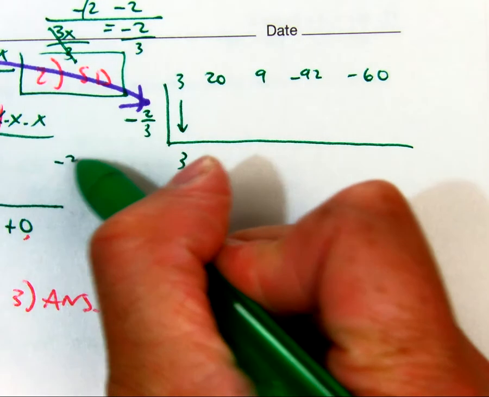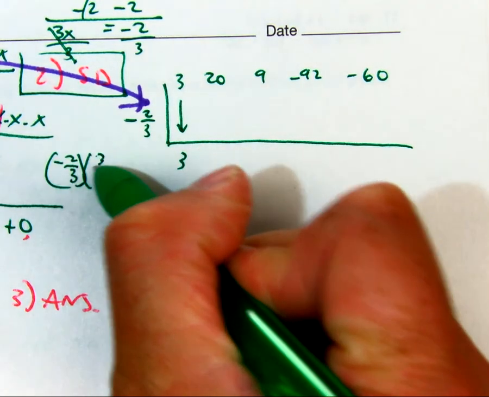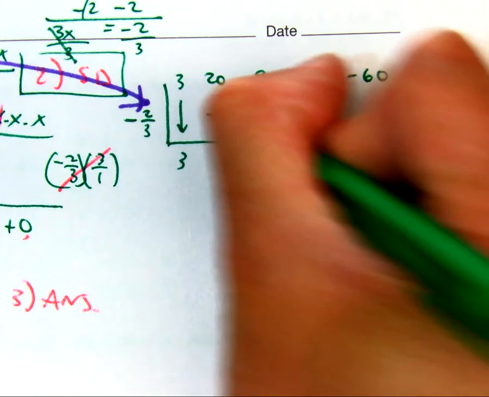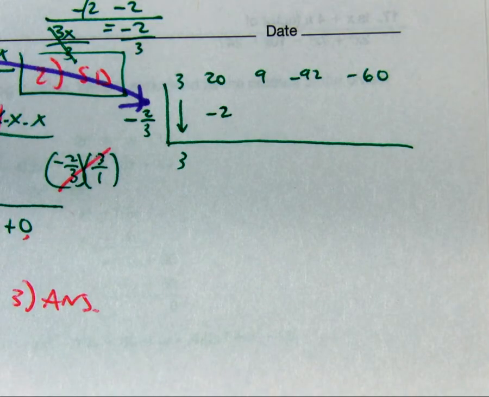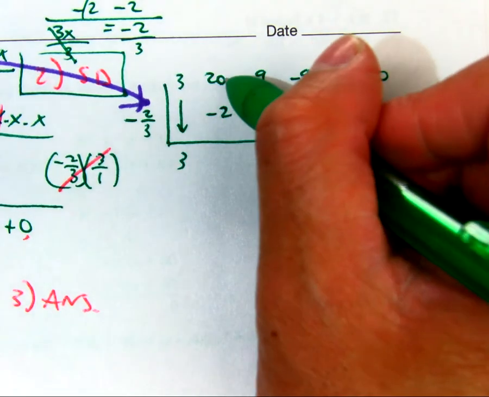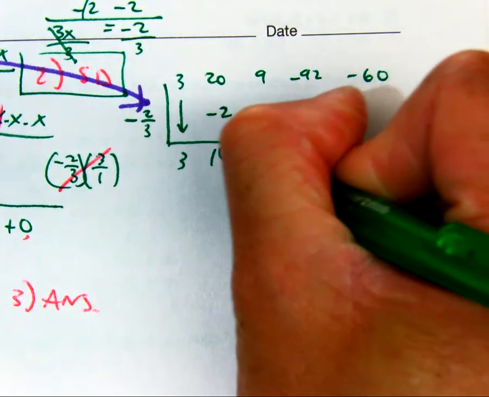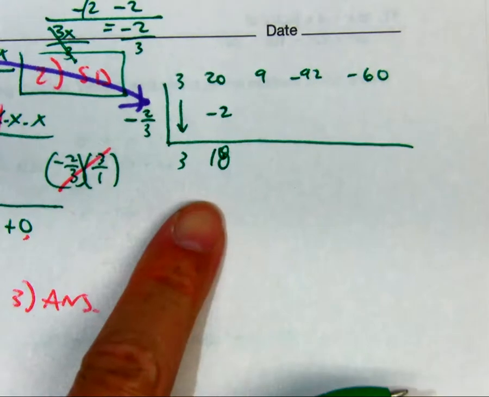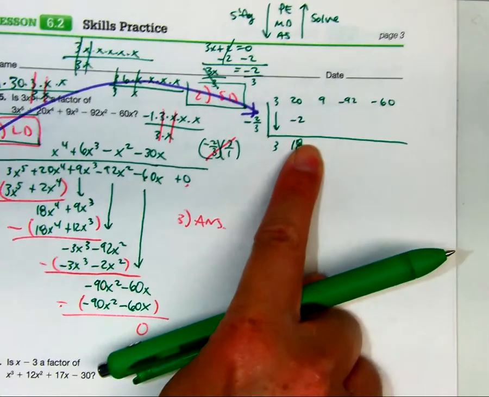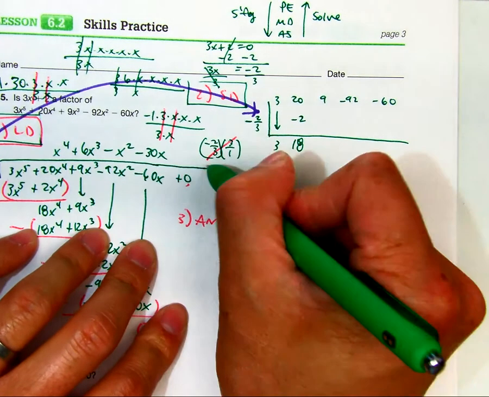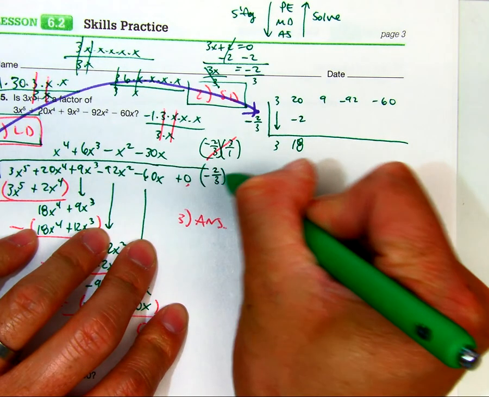Negative 2/3 times 3. Anything cancel? Yep. And you're left with negative 2. 20 times negative 2? I'm sorry, what did I say? You're adding. Oh, man. 18. You can kind of not cheat. You kind of already did the work, didn't you? Remember that? Okay, negative 2/3 times 18, so negative 2/3 times 18 over 1.